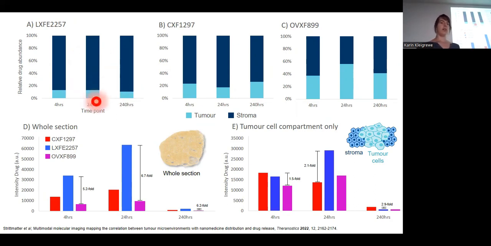And although initially it looked like the lung tumor had by far the highest abundance, so you can see that here, the blue bar is always the highest, once we look at the actual tumor cell compartment only, this looks a lot more similar. And you can see up here that in the lung tumor, 90% of that drug just sits in the stroma and doesn't actually make it to the tumor cells.